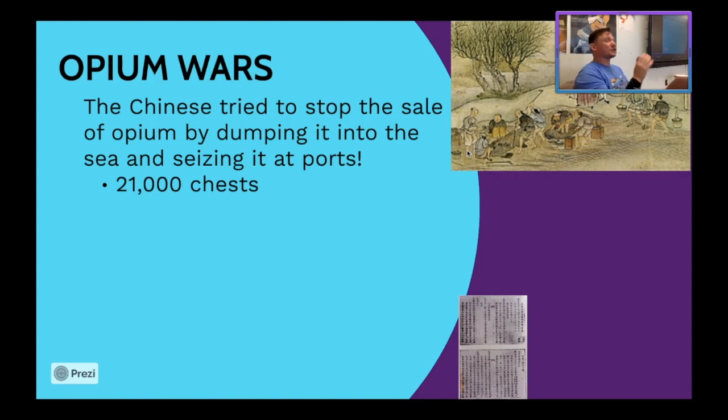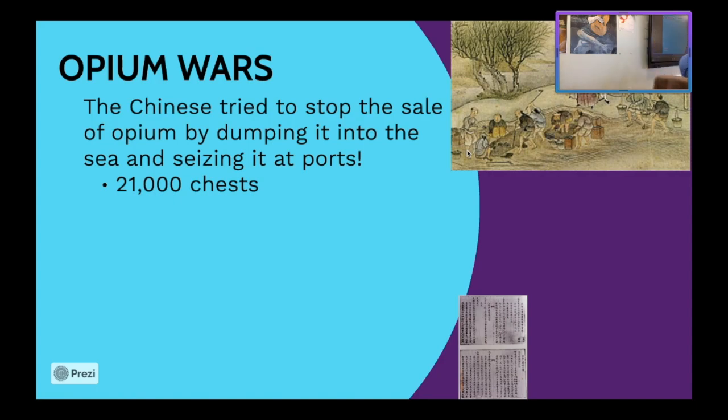So the Opium Wars are mostly going to be started because the Chinese government under the Qing dynasty is going to hire several very well-educated and high-ranking officials to try and stop the importation of the opium into the shores, right? In through the ports, especially the ports of Canton.